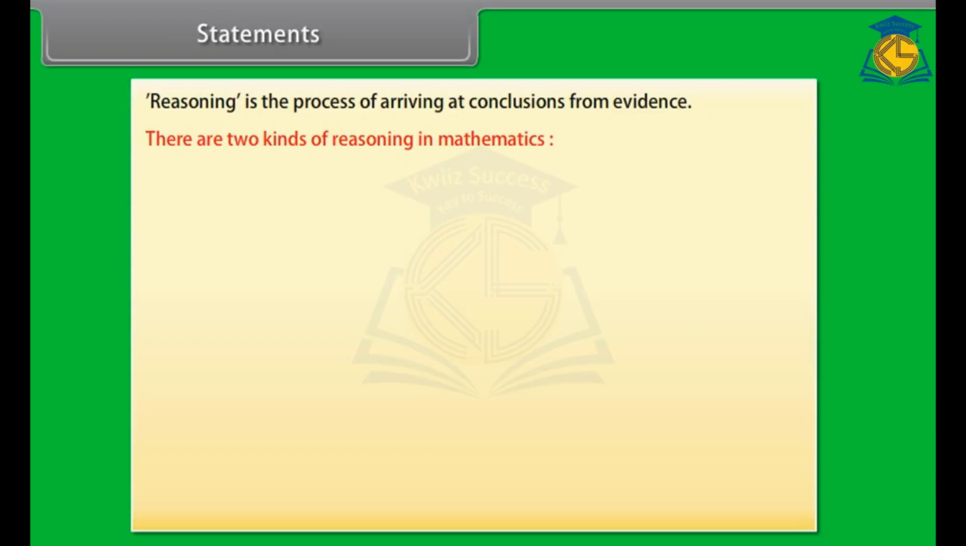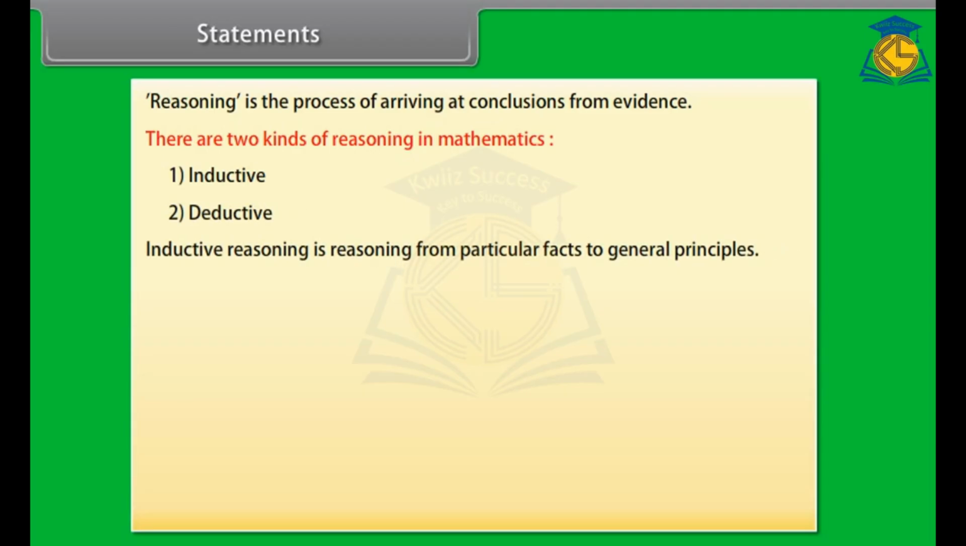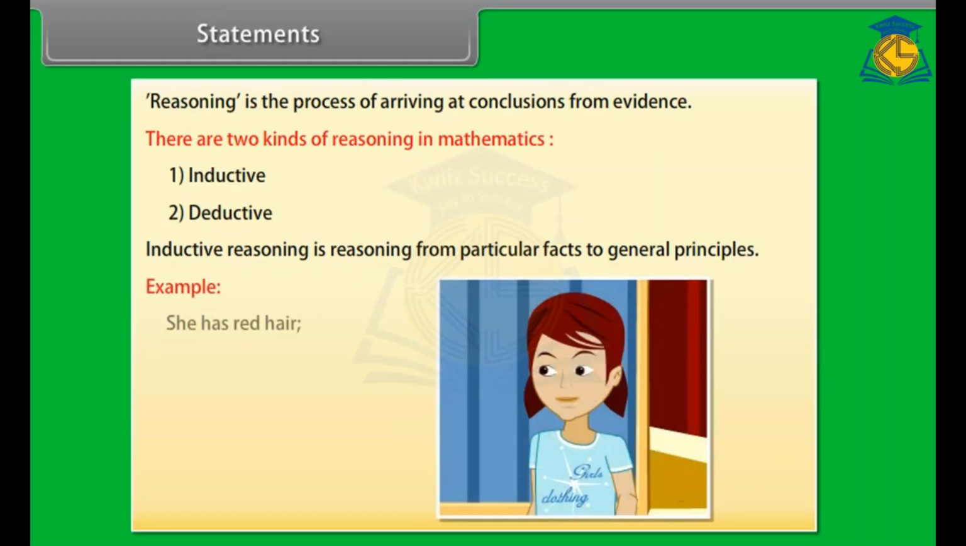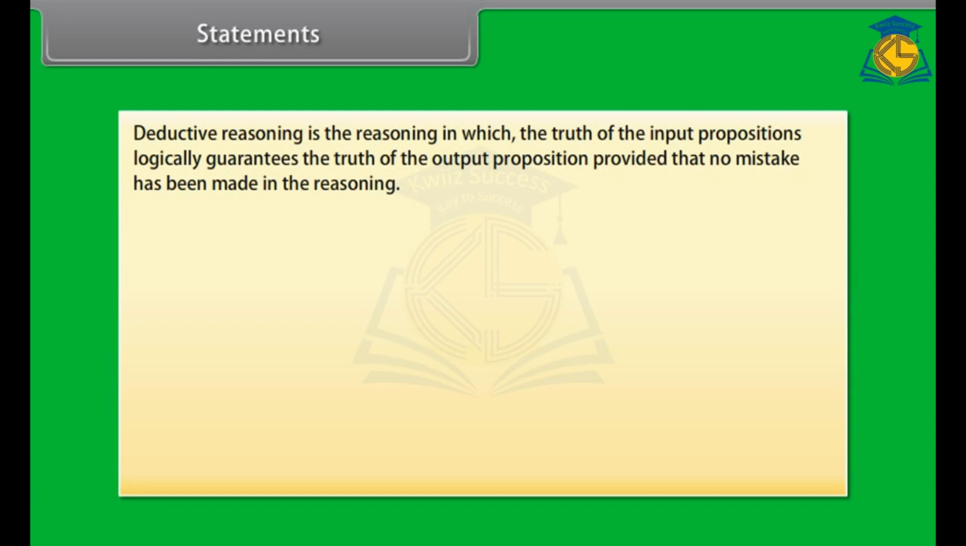There are two kinds of reasoning in mathematics. 1. Inductive. 2. Deductive. Inductive reasoning is reasoning from particular facts to general principles. Example: she has red hair, therefore, she has a temper. Deductive reasoning is the reasoning in which the truth of the input propositions logically guarantees the truth of the output proposition, provided that no mistake has been made in the reasoning.